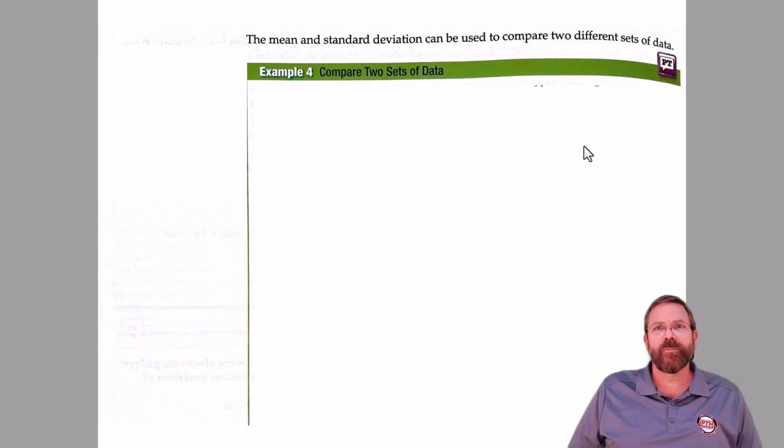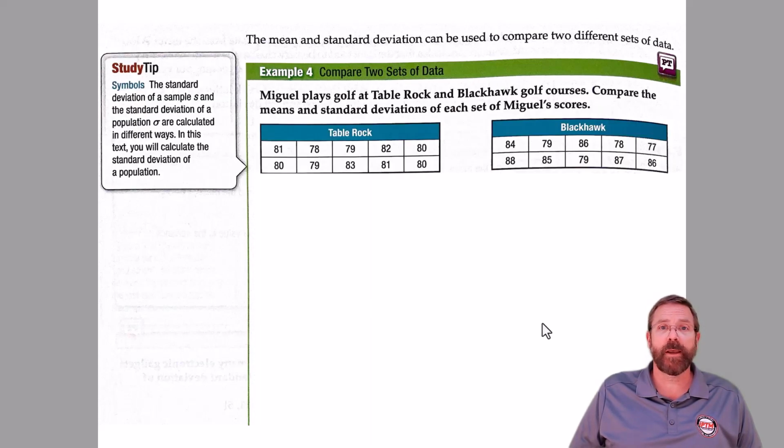Now we can also use mean and standard deviation to compare two different sets of data, which is what we're going to look at here. So this time we've got Miguel. Miguel's going to play golf at Table Rock and at Blackwater golf courses. And we're going to compare the means and the standard deviations of each of Miguel's scores. A study tip here: the standard deviation of a sample, S, and the standard deviation of a population, which has that fancy o-looking symbol, are calculated in different ways. In this text, we're going to calculate the standard deviation of the whole population.